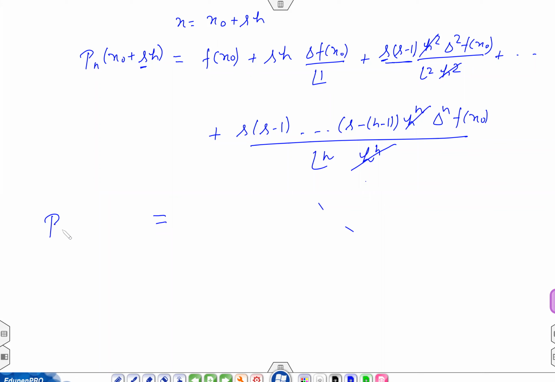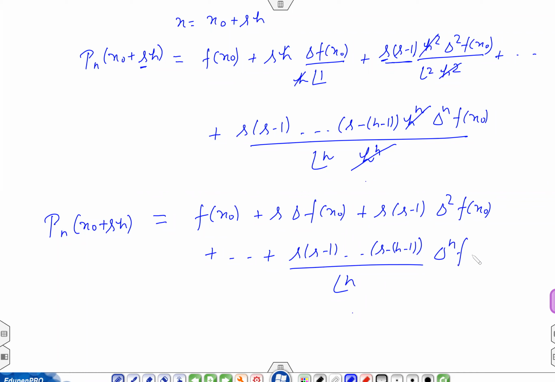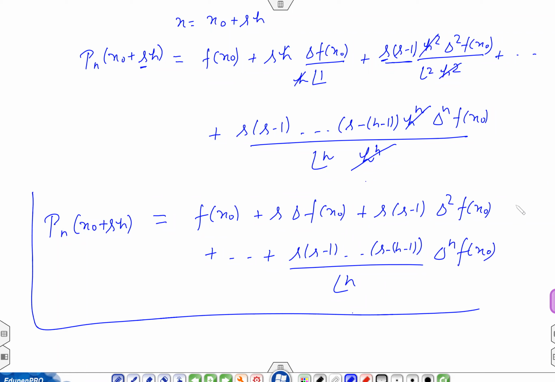So finally the formula is coming out to be x naught plus sh. It is very easy to remember. I'm just writing how to compute this formula. The derivation is not important, but I want you to understand how we are getting this formula. This is the particular case of Newton divided difference, that's why I have done this. Otherwise, s minus 1 del square f x0 and so on, plus s minus 1 up to s minus n minus 1 upon factorial n del n f x0. So this is your Newton forward formula.